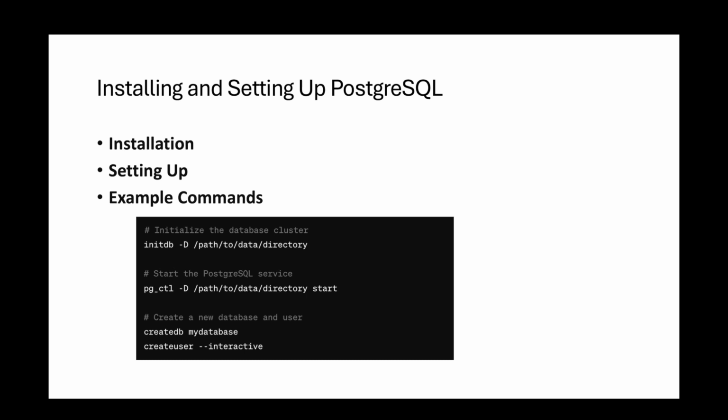Example commands: initialize the database cluster, initdb with the path to the data directory. Start the PostgreSQL service, pg_ctl with the path to the data directory, start. Create a new database and user, createdb mydb, create user.